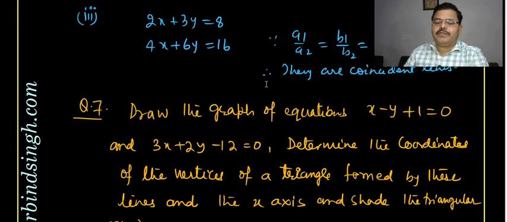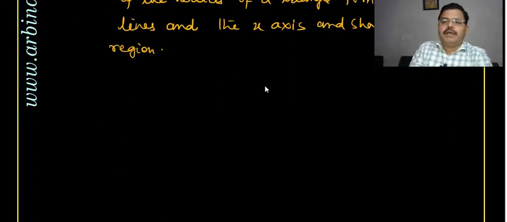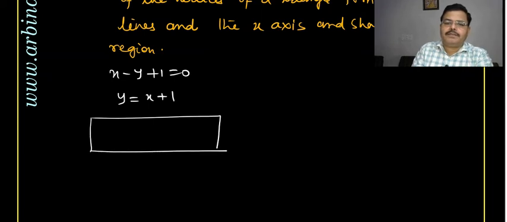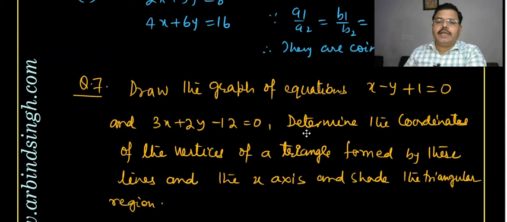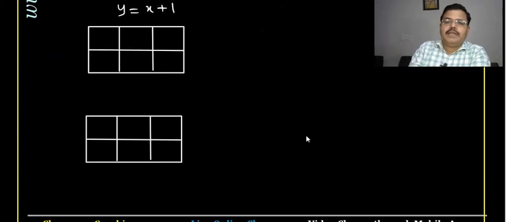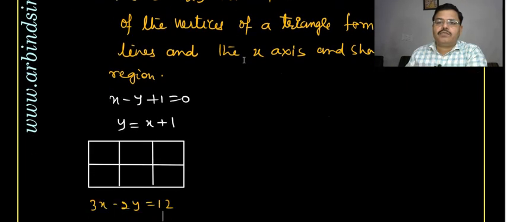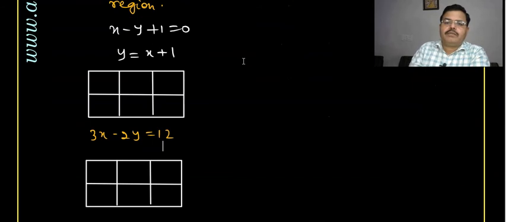Now x minus y plus 1 is equal to 0. So let me draw the graph of this. First I should make a table of it. x minus y plus 1 is equal to 0, so we can write y is equal to x plus 1, and we can make a table for it and then a graph. There are two lines. Another line is 3x plus 2y minus 12, that is 3x plus 2y is equal to 12.